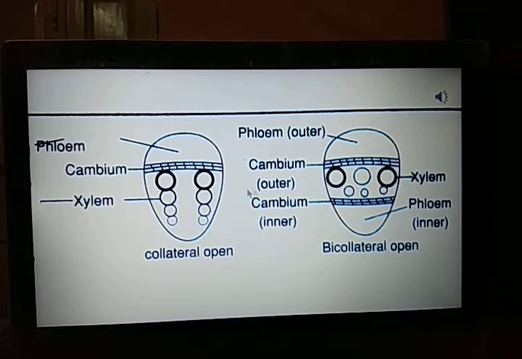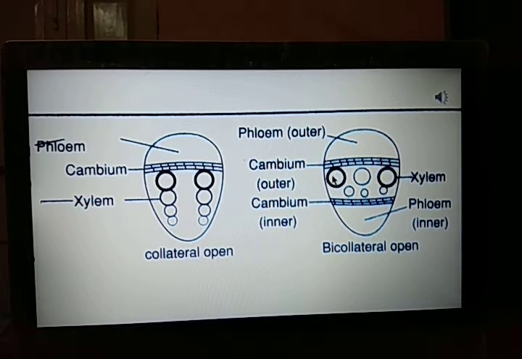Whereas in bicollateral open vascular bundle, there are two strips of cambium, and in between the two strips of cambium, there is xylem. Phloem is present above, towards the periphery, which is called the outer phloem, and there is another patch of phloem, that is the intraxylary phloem, which is towards the pith. So there are two patches of phloem.